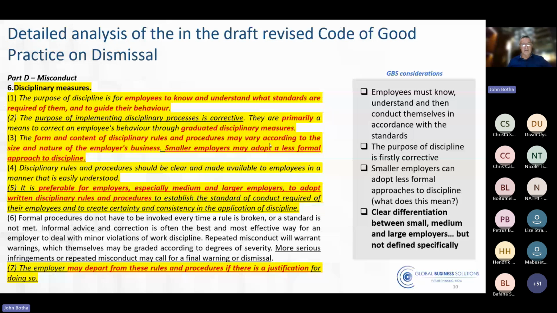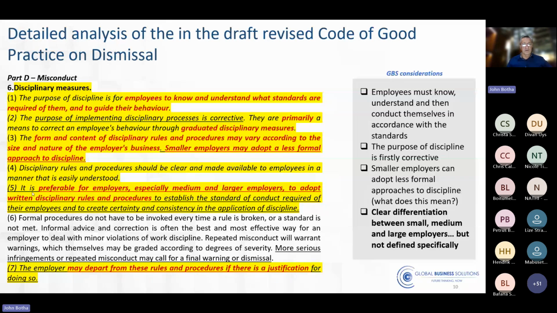Smaller employers may adopt a less formal approach to discipline. Smaller employers, again, coming here and the code saying to them, don't be formal. You don't have to have all these written codes. You don't have to have all these written notices to attend, etc. Dumb it down, make it simple, make it agile. Disciplinary rules need to be made available to employees. And now look at point 5.